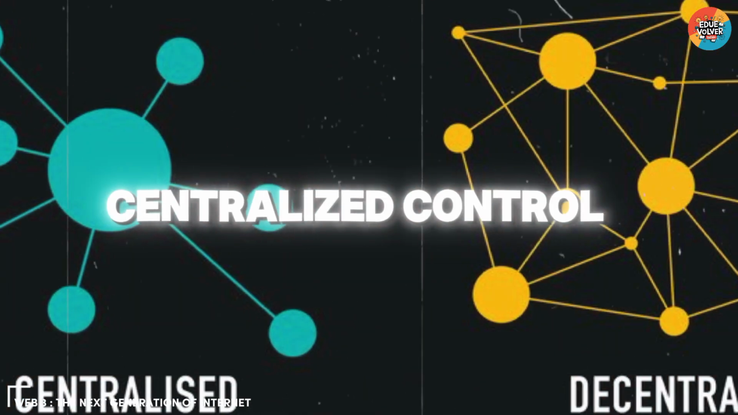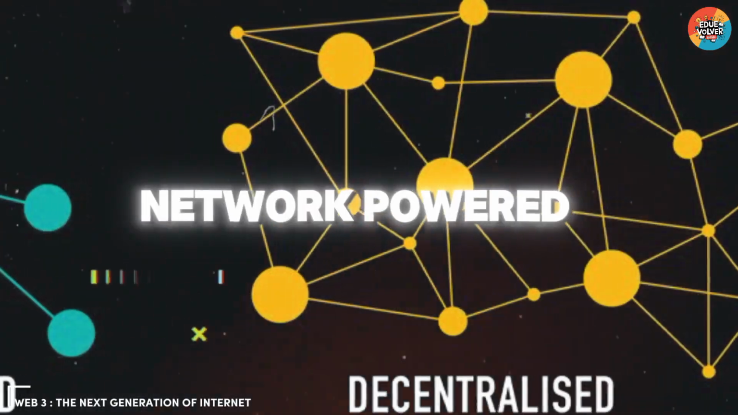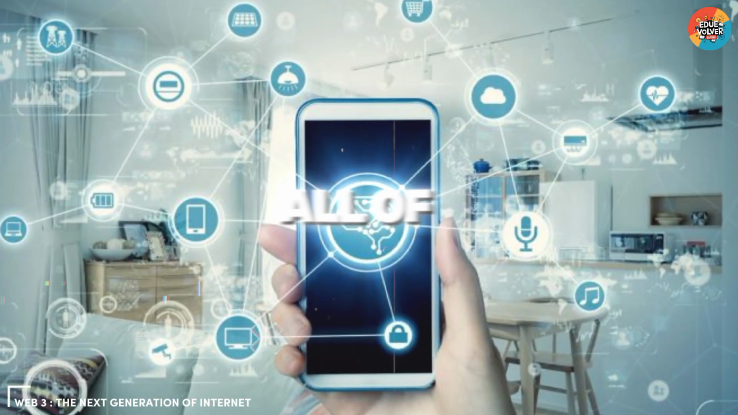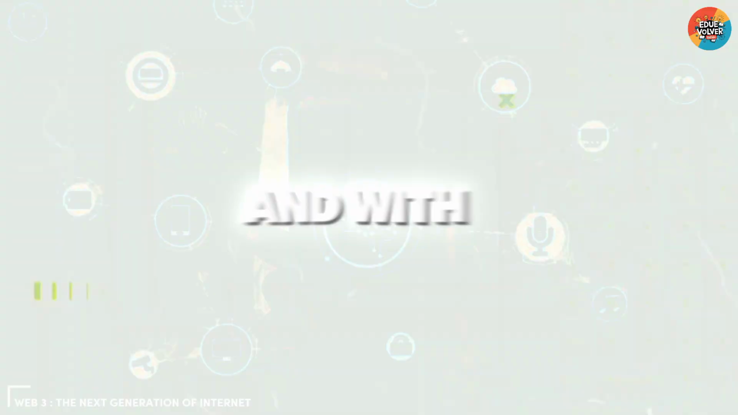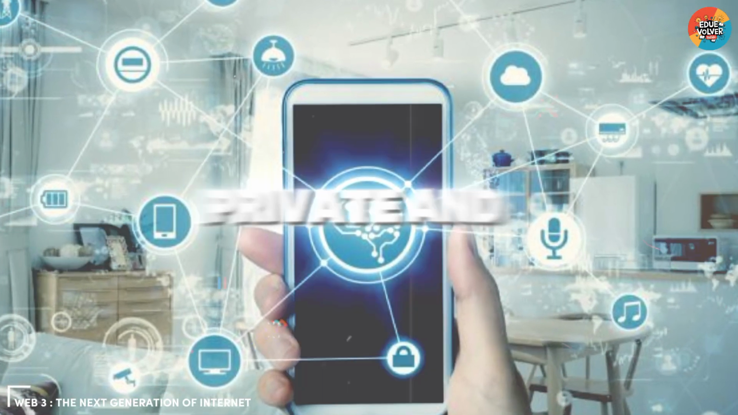So to sum it up, Web 3 is the next step in the evolution of the internet, moving from centralized control to decentralized networks powered by blockchain. IoT connects all of your smart devices, and with Web 3, it's becoming more secure, private and efficient.